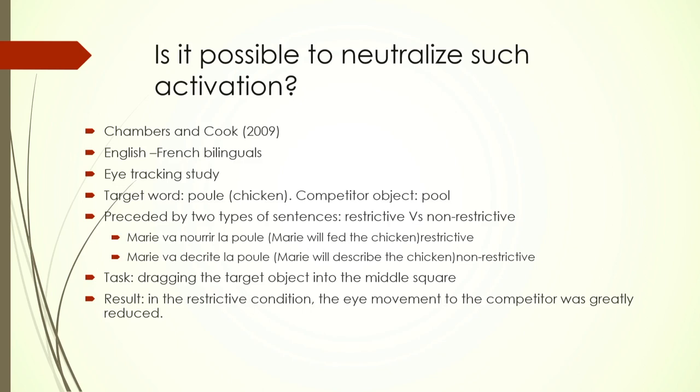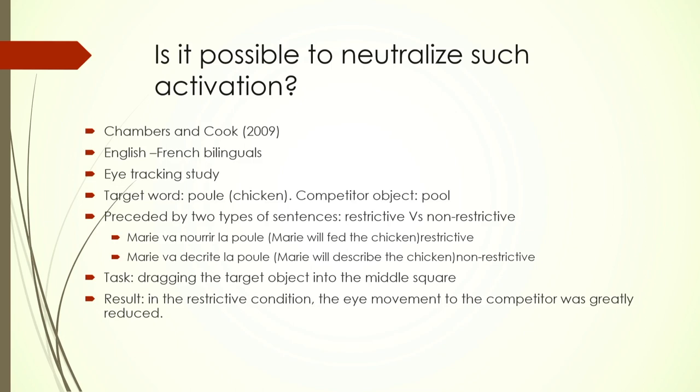Now, is it possible to neutralize such activation, or is it not possible? Are they always going to interfere with your target language processing? It seems it is possible. There have been some studies that manipulated conditions, various kinds of contexts, and tried to see to what extent this activation goes, or whether we can subdue the parallel activation.